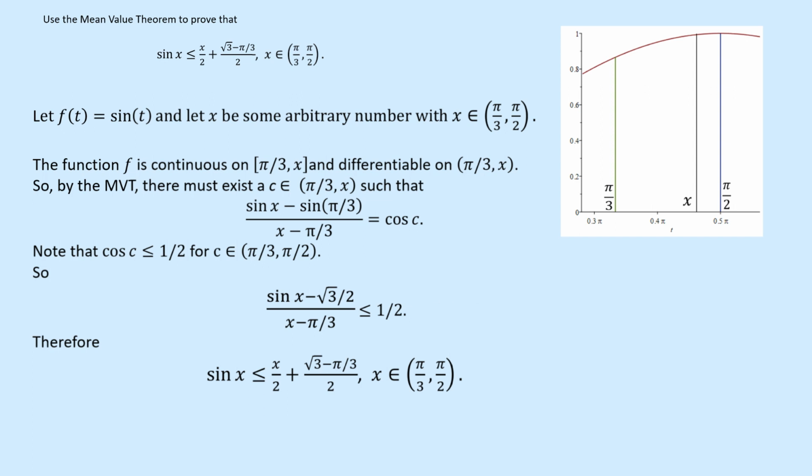So what we now can do is start to simplify the expression we had before with the rise over the run. So we've got sine x minus the square root of 3 on 2, divided by x minus pi on 3, must be less than or equal to half. And when we sort all that out, we get sine x on the left and the required answer on the right. And that's going to be for any x in the range pi on 3 to pi on 2.